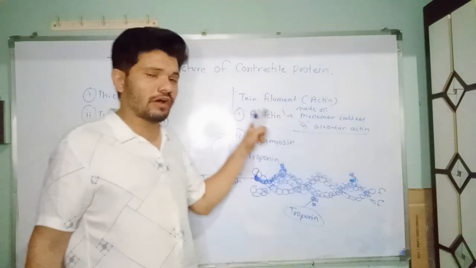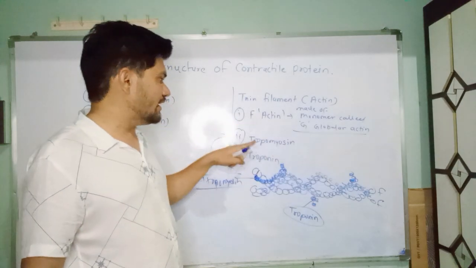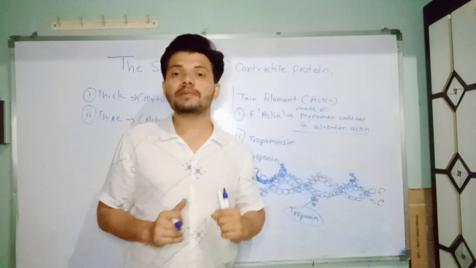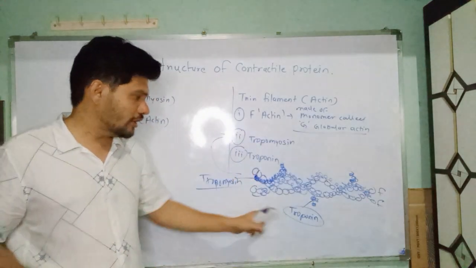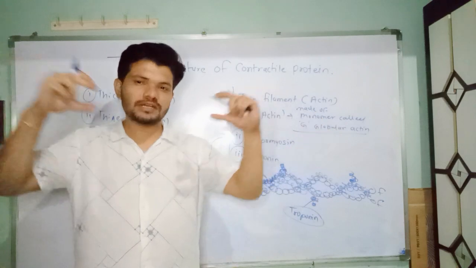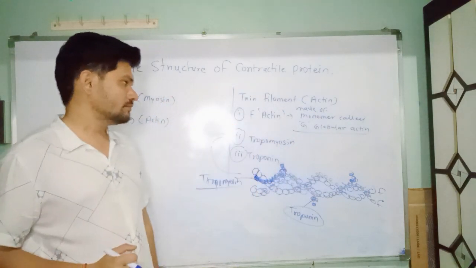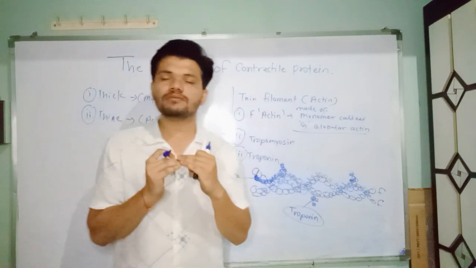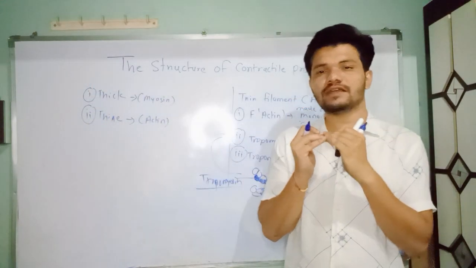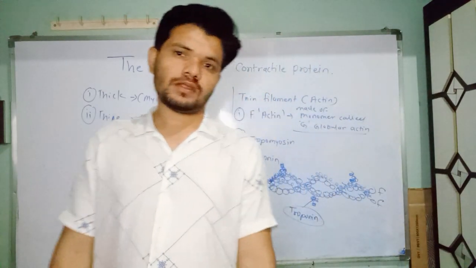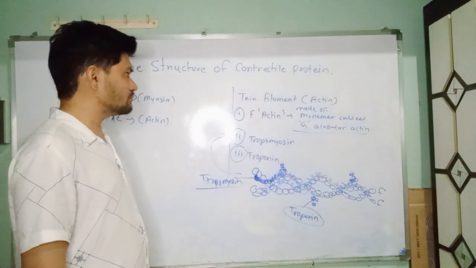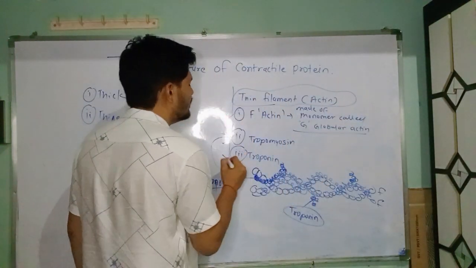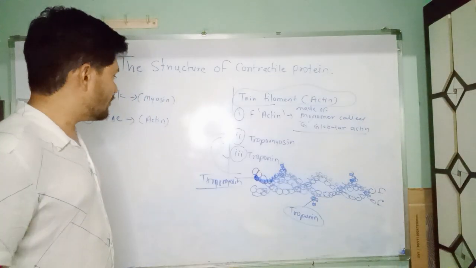So in the thin filament, you have to remember three different proteins: F actin, tropomyosin and troponin. F actin and tropomyosin run parallel with each other, and the third protein, troponin, is present at some distance on the tropomyosin, covering some part of tropomyosin, which is the active binding site for the myosin filament. I hope it is clear. This is the thin filament made up of these three different proteins. Then we will study the thick filament.